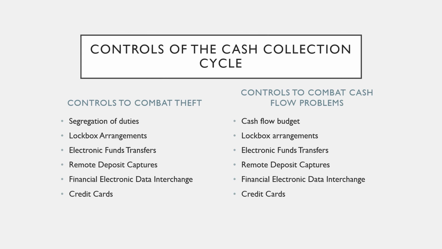Now I'm going to talk about the similar controls. You'll see there's a thing listed called lockbox arrangement, and what that is, a company has a PO box sort of thing, and they have their bank in charge of picking up their checks and processing the checks and sending over the information to the company.